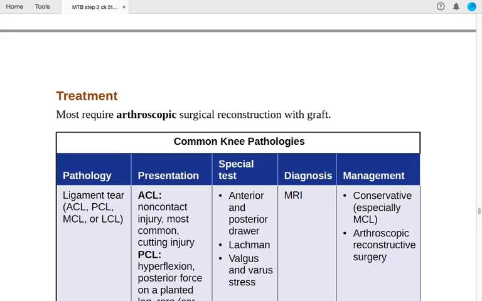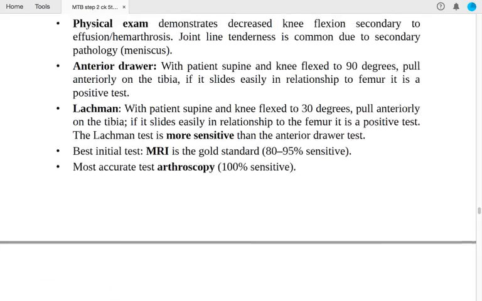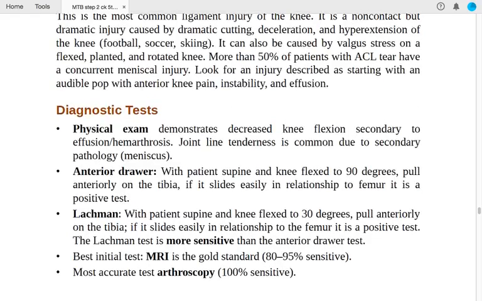Most require arthroscopic surgical reconstruction with a graft. So we will go for the grafting procedure with the help of arthroscopic surgical reconstruction. Before going towards common knee pathologies, we have to see three test videos. First is the valgus stress test, second is the anterior drawer sign, and we'll see the posterior drawer also, and the Lachman test.